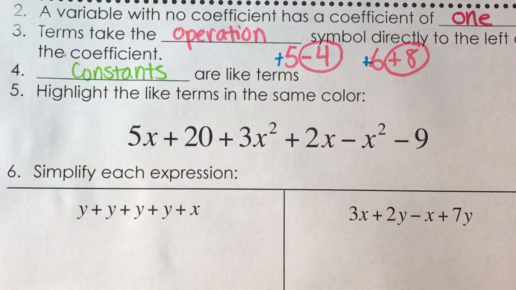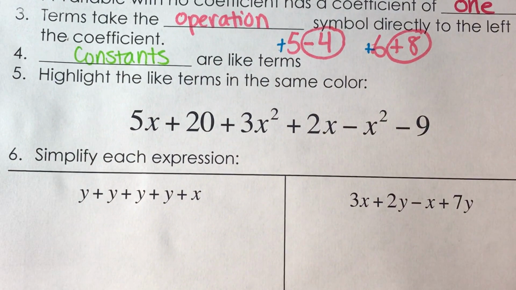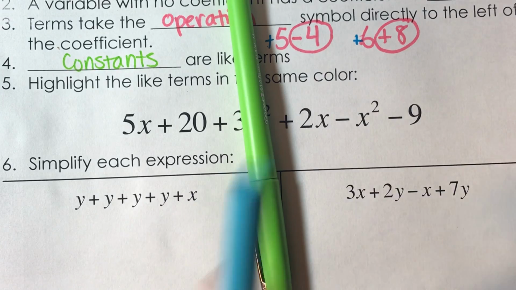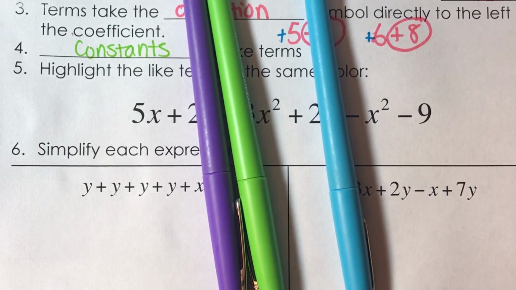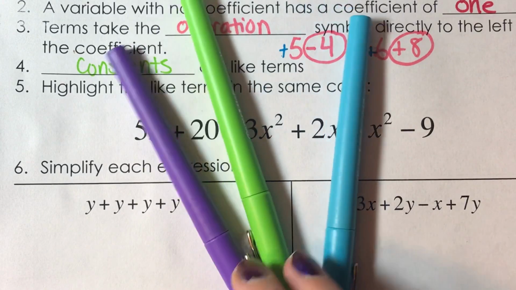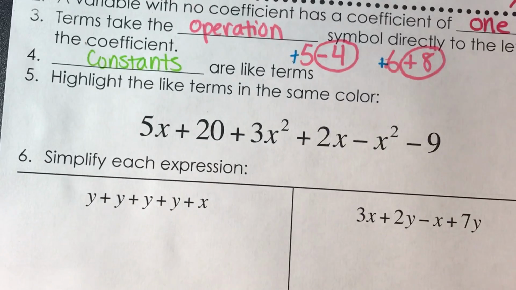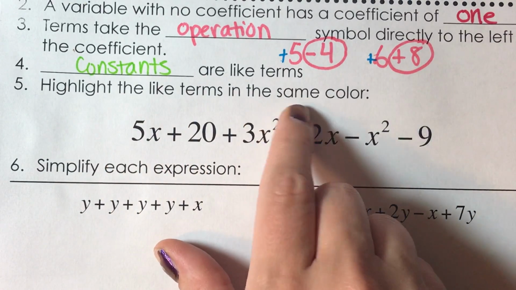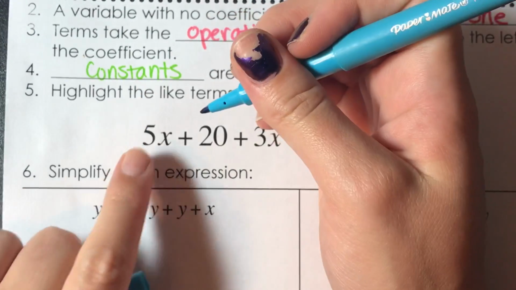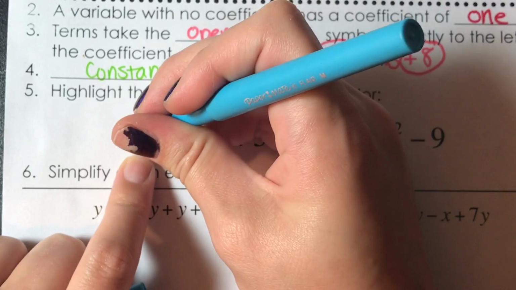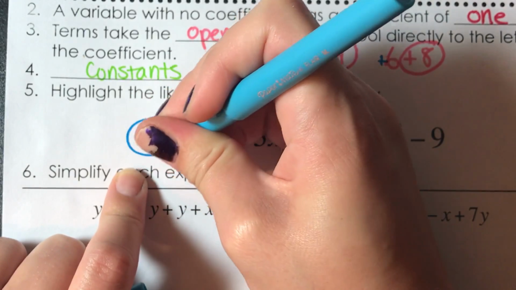So for this next piece of the notes, you're going to need at least 3 different colors. So I'm going to use green, blue, and purple. Make sure they're different. All right. So we're going to highlight or circle the terms of this with the same color. So I'm going to start with my first one. Even though I do not see a plus sign here, I'm going to assume it's a positive 5x.